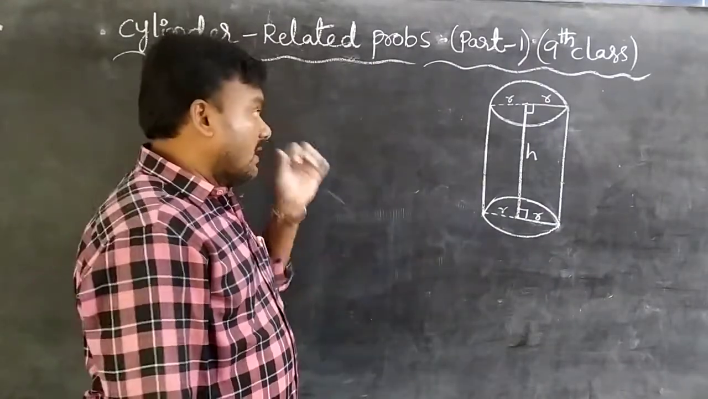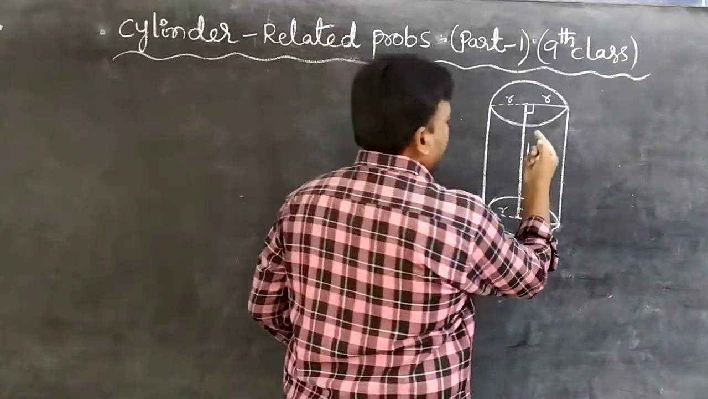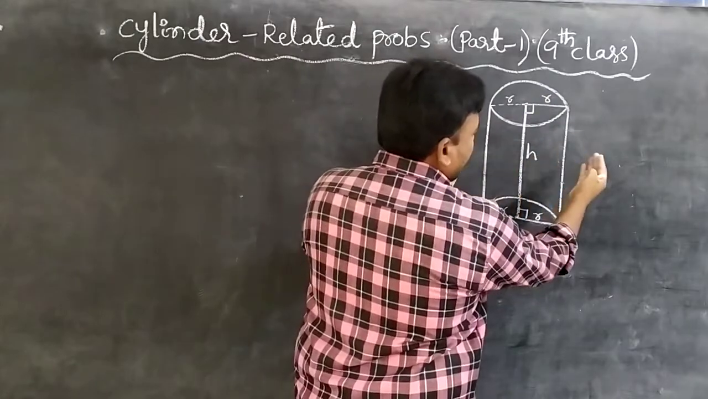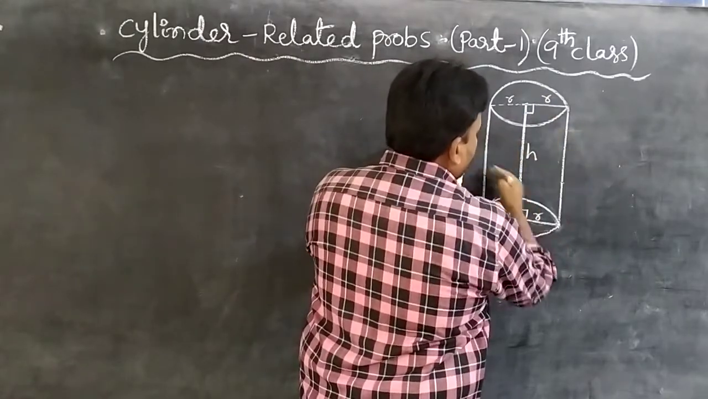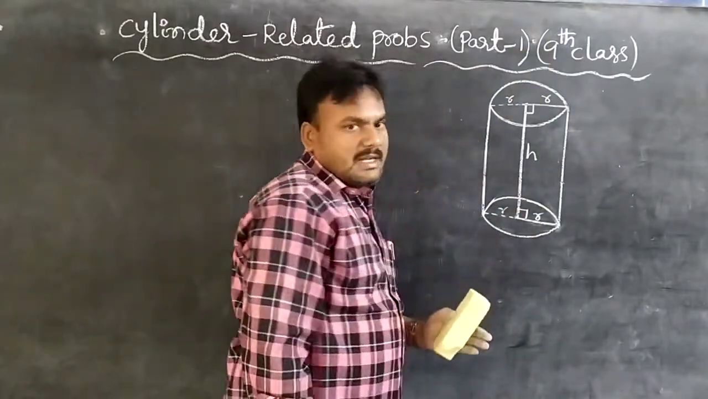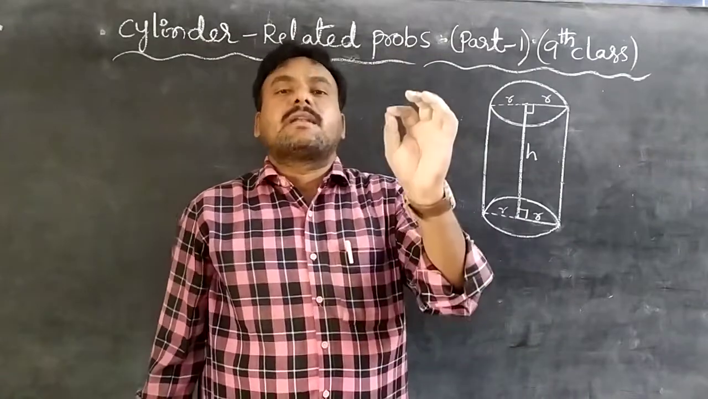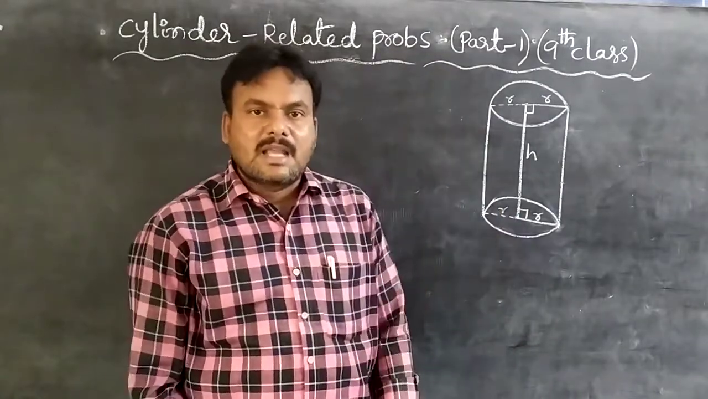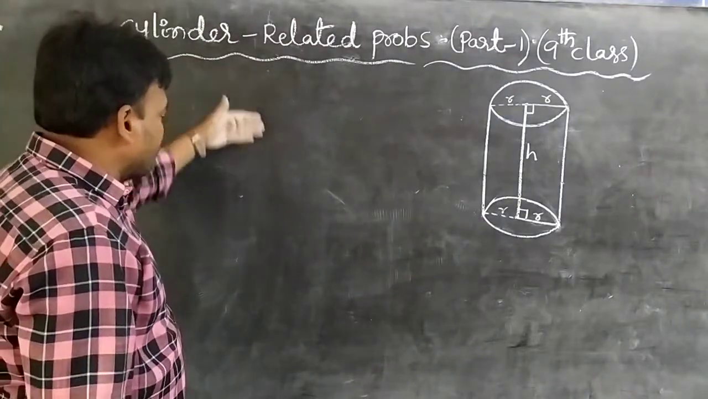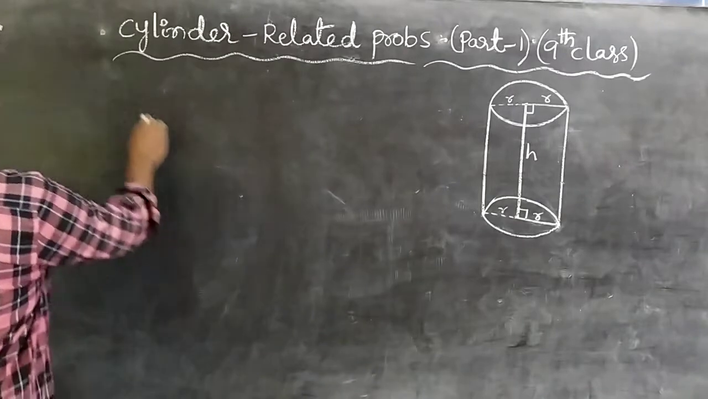Next one. Students, take a blade and cut the cylinder exactly at the middle. If you remove it, then this part is represented as a rectangle and the top part as circles. So the cross section of a cylinder is a rectangle. Okay, students, here is the main point. All of you must write it in your notebook. Observe carefully.